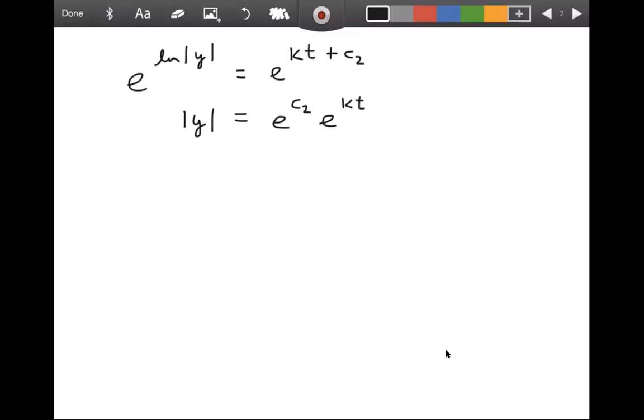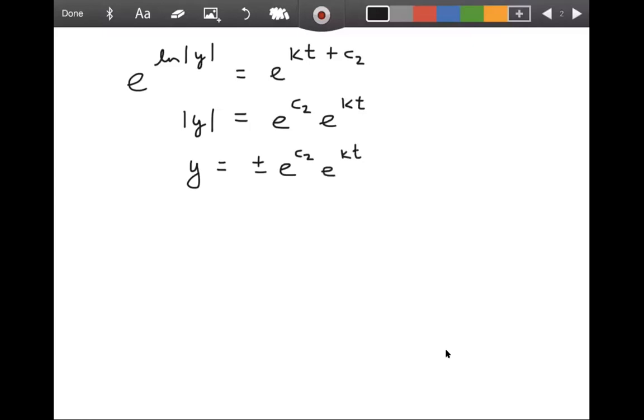kt. But what is e to the power? Actually, I'm not quite ready for that yet. I have absolute value y equals e to the c2 times e to the kt. So if I want to make that just about y, what that would say is that y is either the positive or negative, plus or minus e to the c2 times e to the kt.